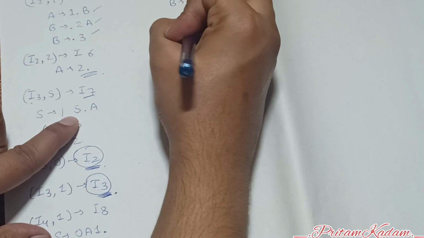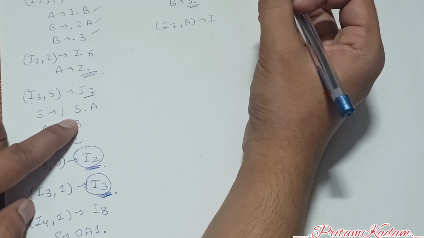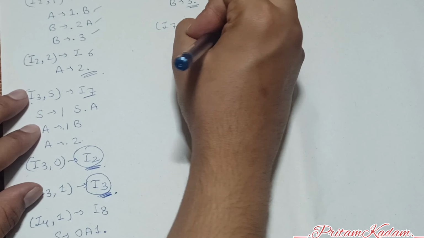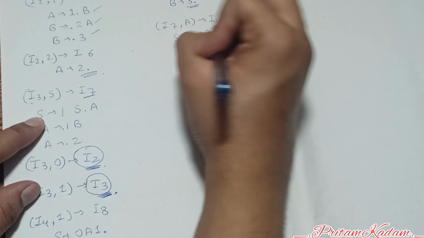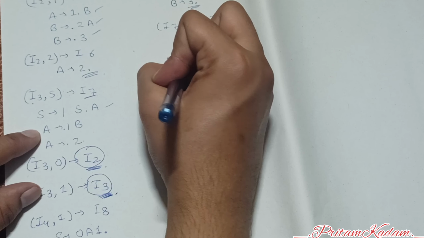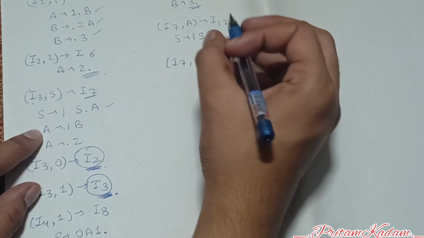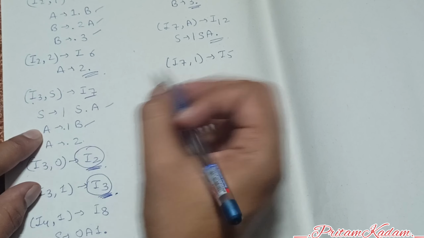So on passing A in I7 we will have S gives 1 A dot, which is a new one. So this is a new state, that is I12. So S gives 1 A dot. Okay, this is a complete state. Now we will go to the second production in the I7 state, that is on passing B, but we have already completed it, so there will not be a new state.